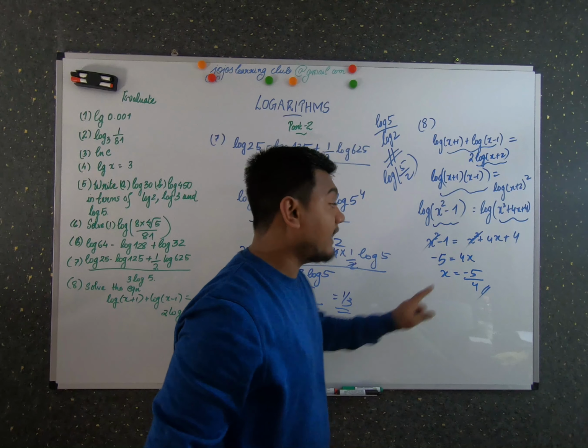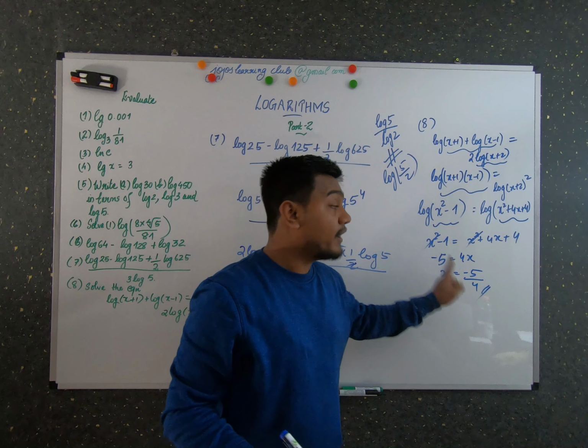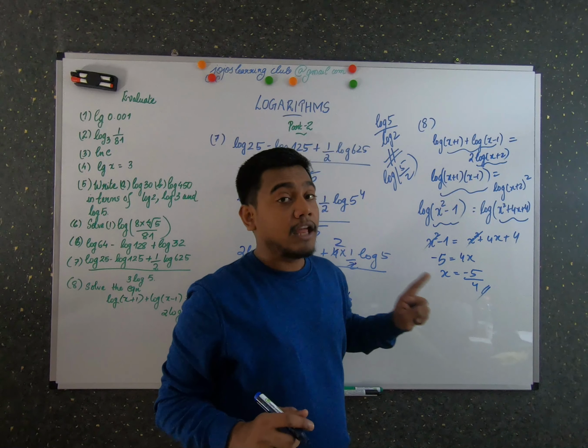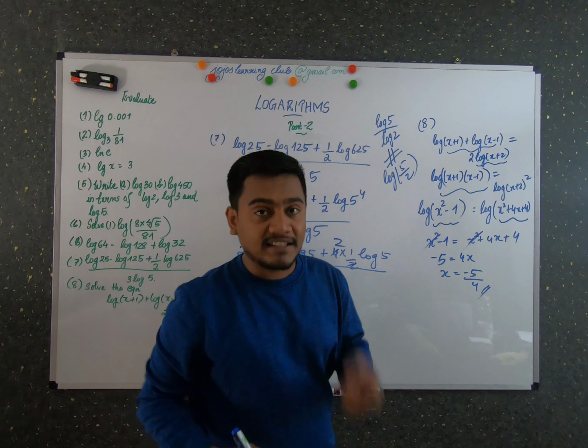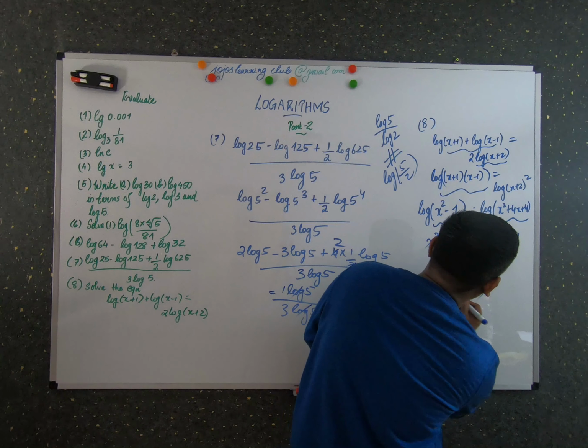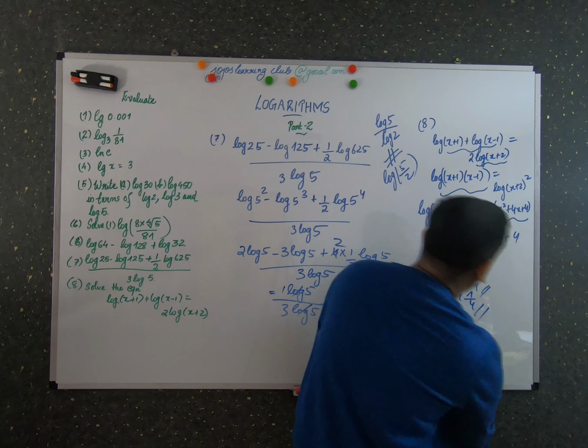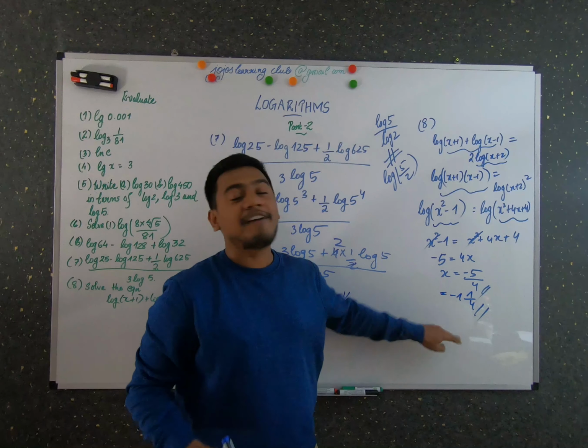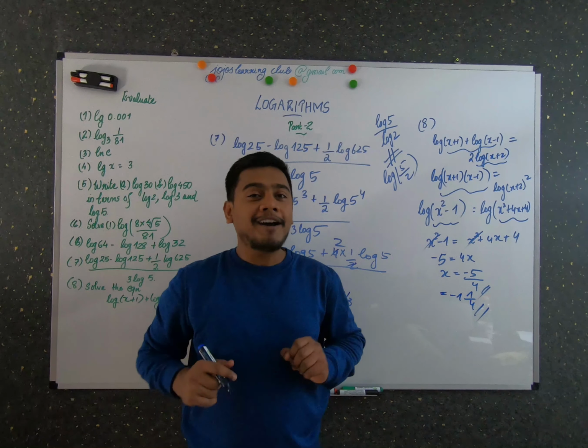Also, this is not your final answer, as you have to remember that when you have an improper fraction, you have to write it in terms of mixed fractions. So the final answer is minus 1 by 4. So this is the value for the problem number 8.